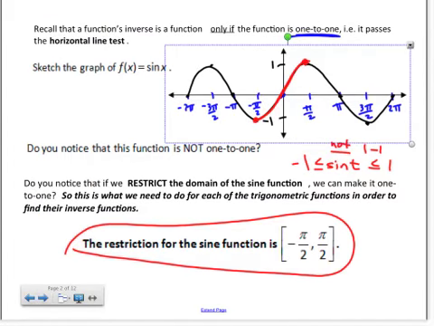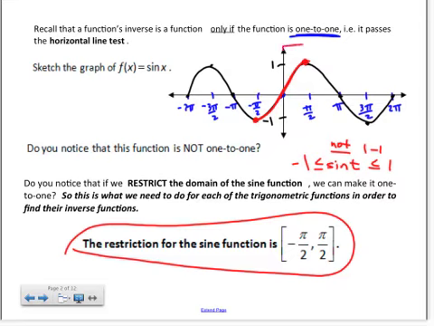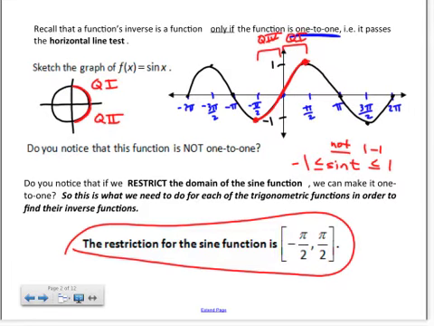Do you notice that if we are looking in this interval, we are talking about quadrant 1 values, and from negative pi over 2 to 0, while it doesn't really look like it, this is quadrant 4. If we go to the unit circle, notice that our sine values are positive here in quadrant 1 and negative here in quadrant 2 and quadrant 4.